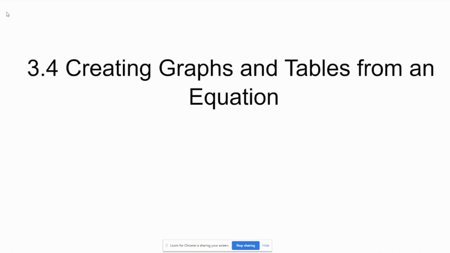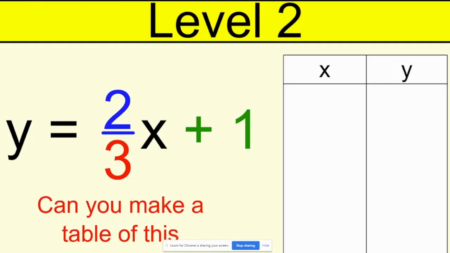Creating graphs and tables from an equation. In this first example, I have an equation y equals 2/3 x plus 1, and we're going to make a table out of it. So the first thing I would do is pick the y-intercept, because it's my favorite thing to do, and put it on my table as my first ordered pair.